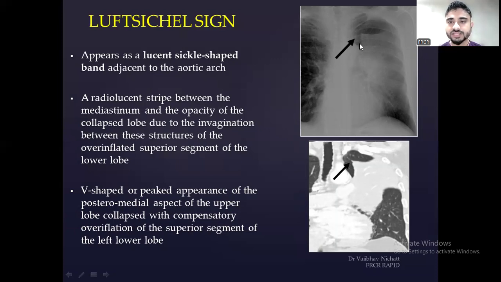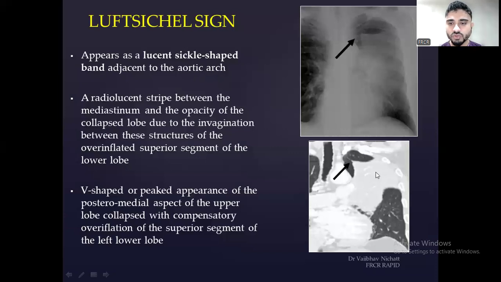And you can see this crescentic lucency in between the aortic knuckle and the collapsed portion of the left upper lobe, and this is because of the overinflation of the superior segment of the left lower lobe. This appears as a lucent sickle-shaped band adjacent to the aortic arch. Like we discussed, a radiolucent stripe between the mediastinum and the opacity of the collapsed lobe due to invagination between the structures of the overinflated superior segment of the lower lobe.